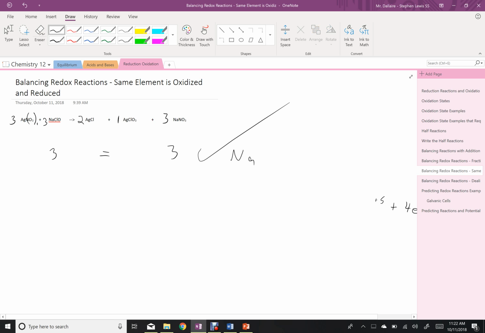So again, it doesn't happen very often. You're not going to find a ton of examples like this, but sometimes the same element can both get oxidized and get reduced, and that isn't such a huge thing. All you need to do is make sure you take the element as the reactant and make sure it has enough to feed both the half reactions that it's involved in.